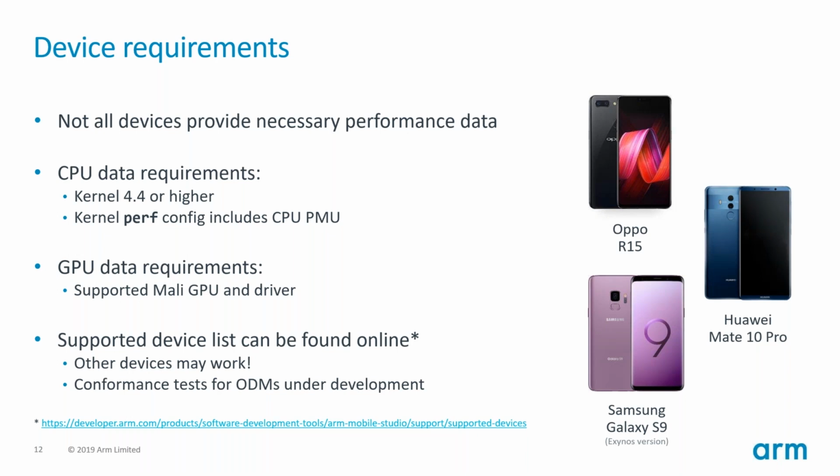So you don't have to have a Mali GPU. You could have one of our competitor GPUs, such as a Snapdragon Adreno. You'll still be able to do CPU profiling, for example. We do publish a supported device list online, and the devices there are the devices that will support all of the major performance data sources that we would ideally like to see, but other devices may work.